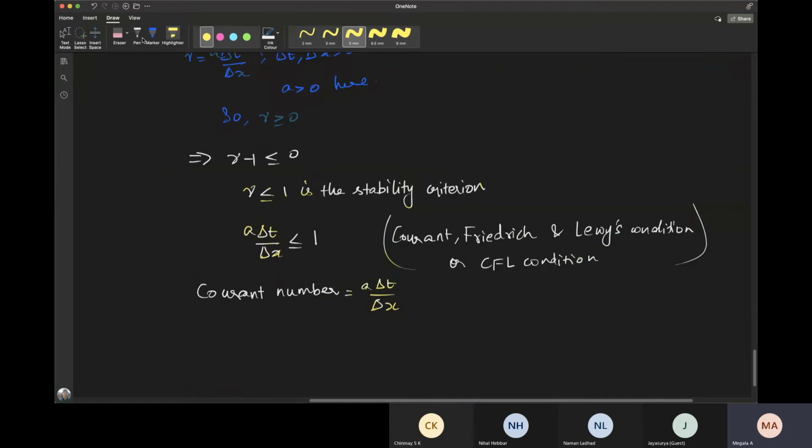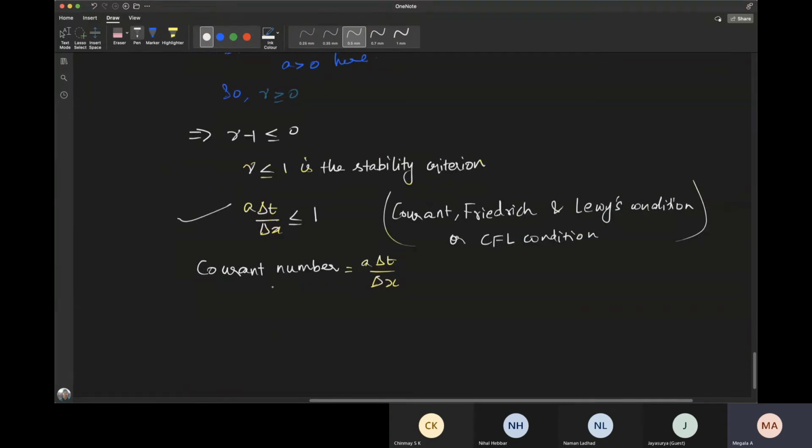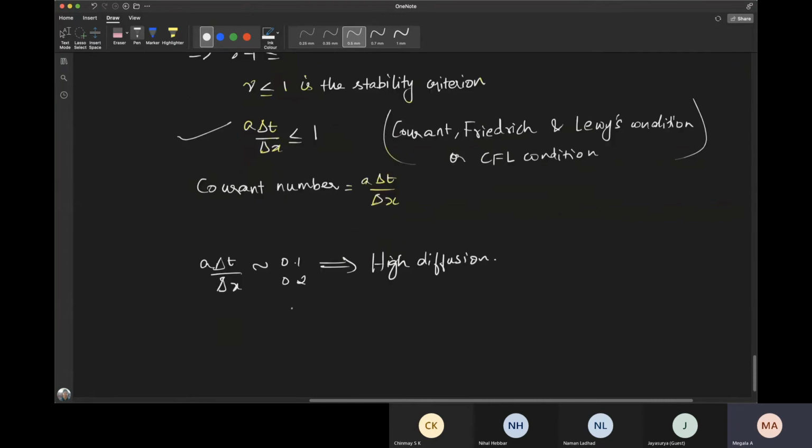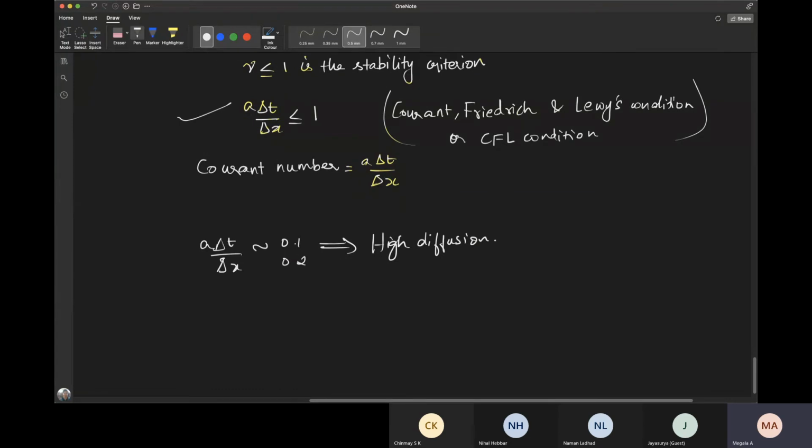This is the stability criterion that you are getting. But if you choose it to be very much less than 1, you will have low diffusion. Sorry, if your Courant number is too much less than 1, very far away from 1, that is, close to 0.1 and so on, then your scheme will have more diffusion. So people usually choose it to be higher, but it should not cross this boundary, that is, it should not cross 1.